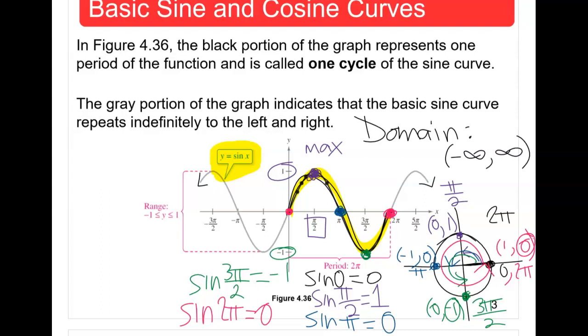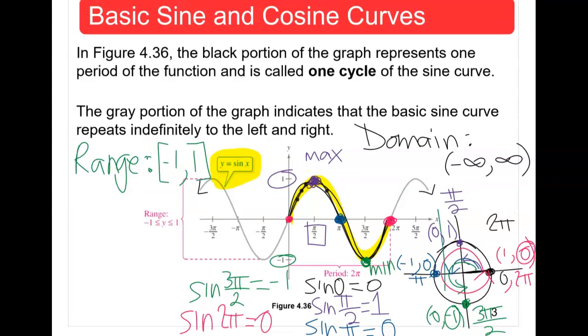and that's it. So for the domain, our angle could be any real number, but for the range, you could see here, if you consider the minimum and the maximum point, our values are going to go from -1, that will be the smallest, to +1.